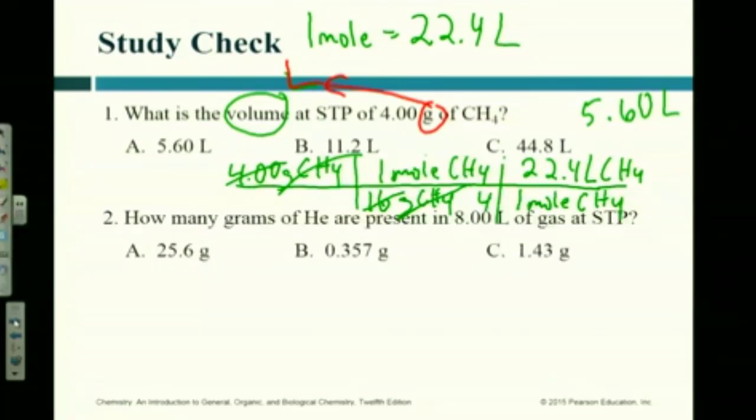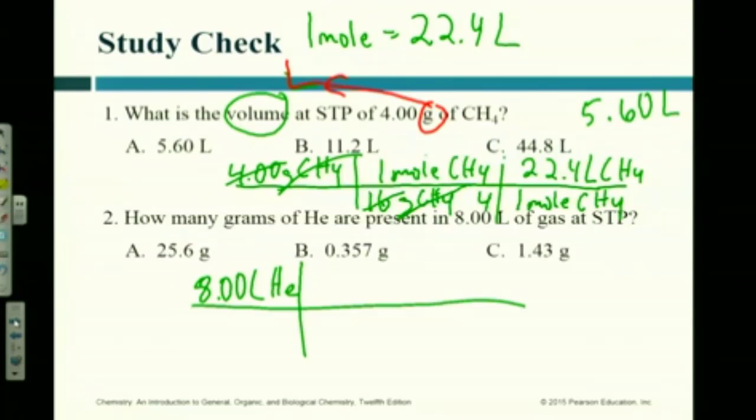All right. What about the bottom one? We're going to start with 8 liters, don't we? Of helium. All right. What are we going to convert liters of helium into? Moles. And how are we going to convert that to moles? 22.4 liters of helium is 1 mole. 1 mole of helium. Why? Because it's at STP.